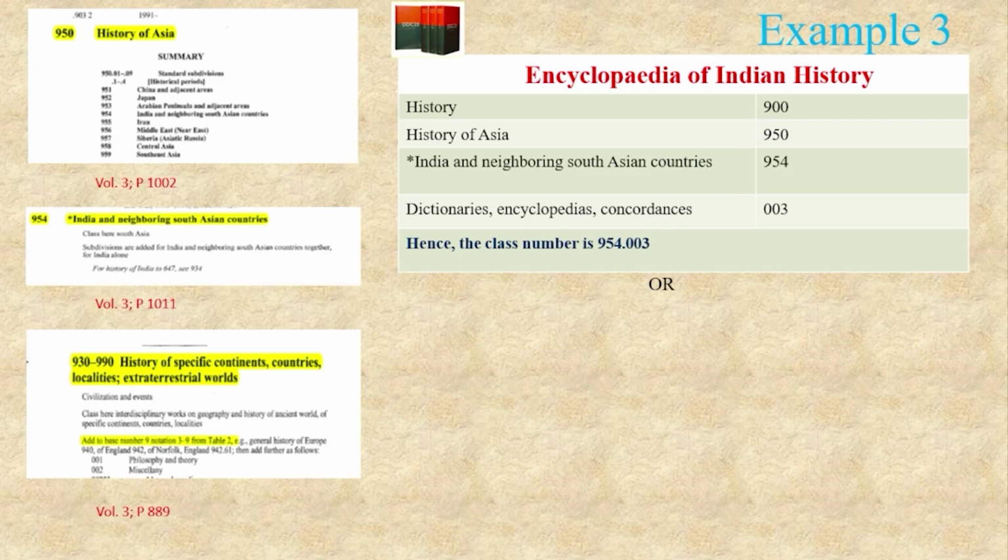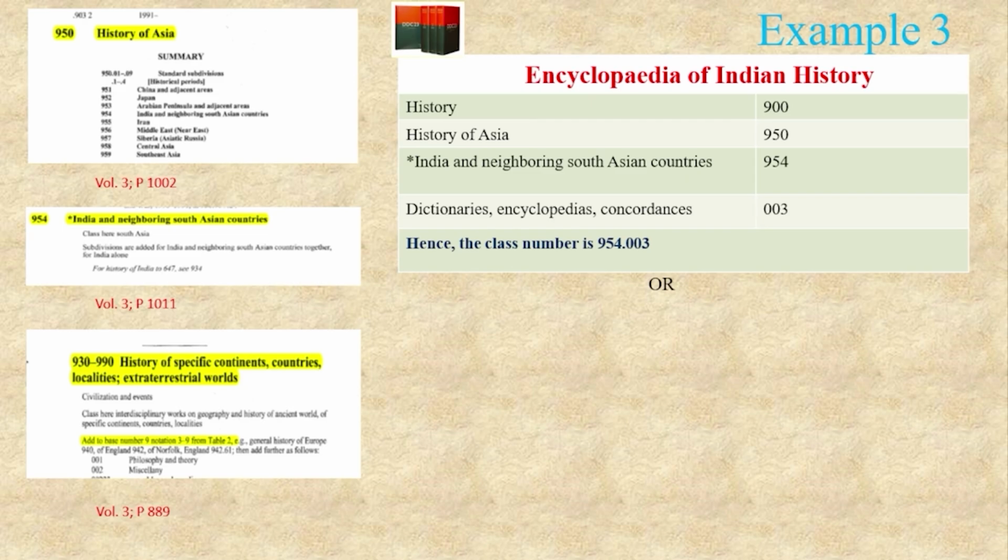Encyclopedias, dictionaries and concordance in history are discussed under 003 from the standard subdivision. So verify the correct number structure. As per the DDC schedule 930 to 990, standard subdivision should be added after the geographical notation. The instruction states: add to base number 9 notation 3 to 9 from table 2, then add further as follows: 005-006 for works like dictionary, encyclopedias and concordance.